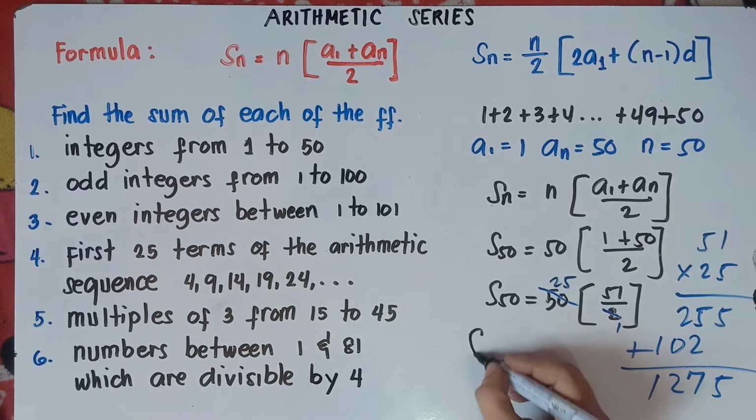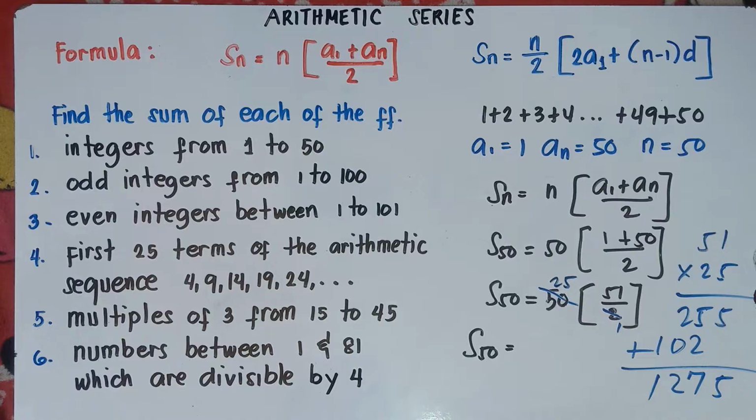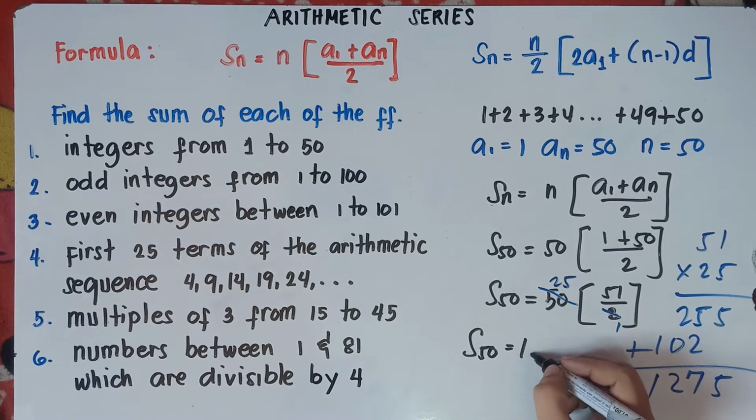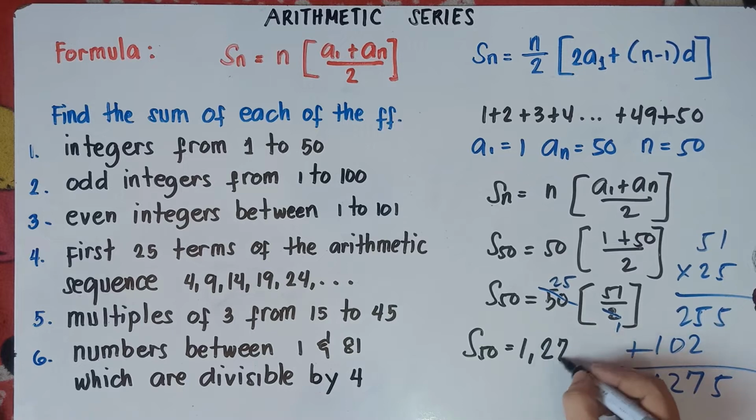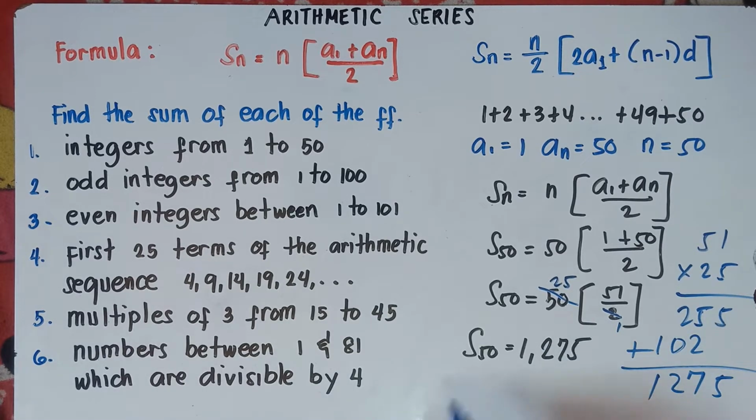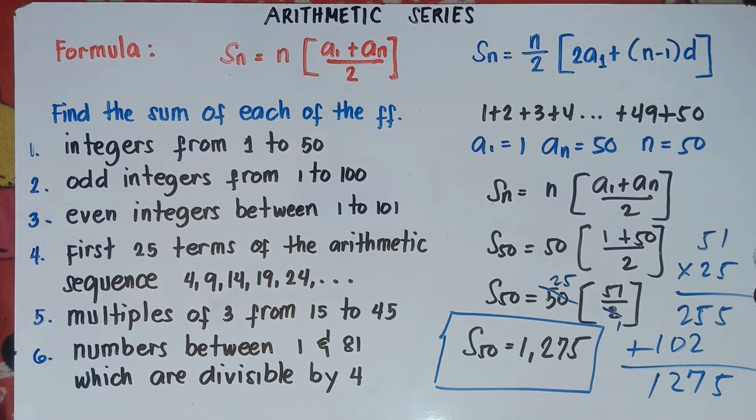1,275. So the sum of 50 numbers from 1 to 50 would be 1,275. That's it, class. That's how you answer number 1. Easy, right?